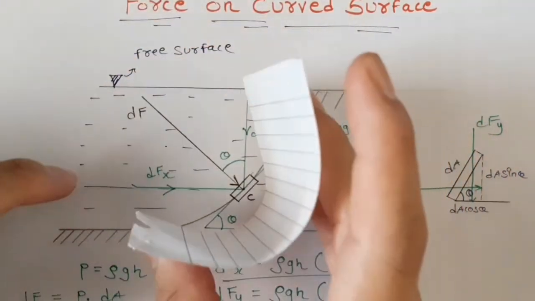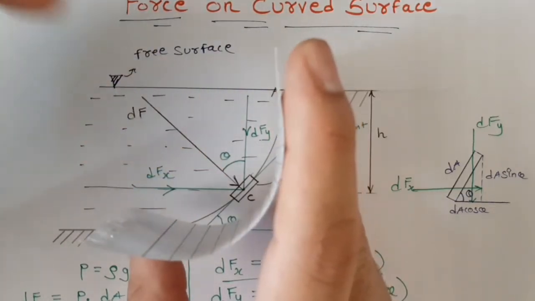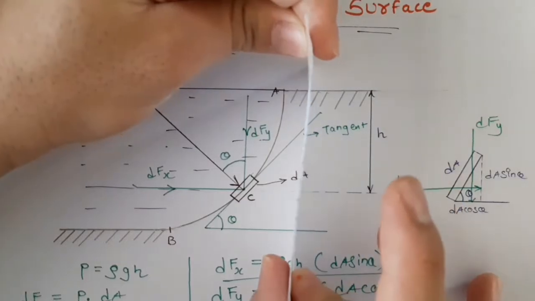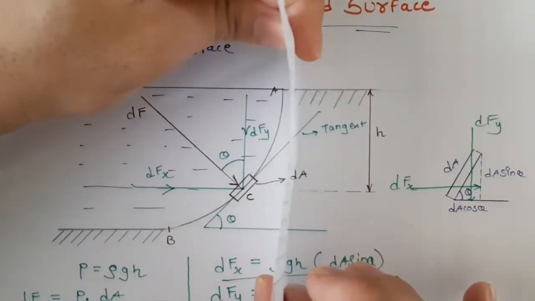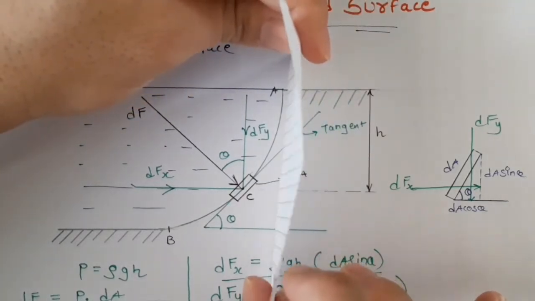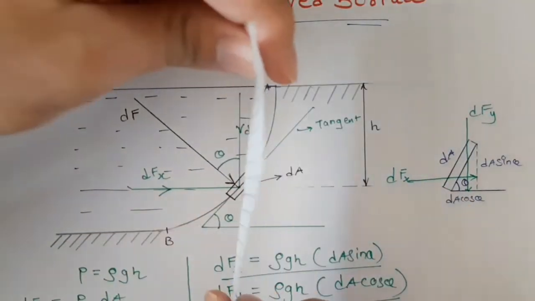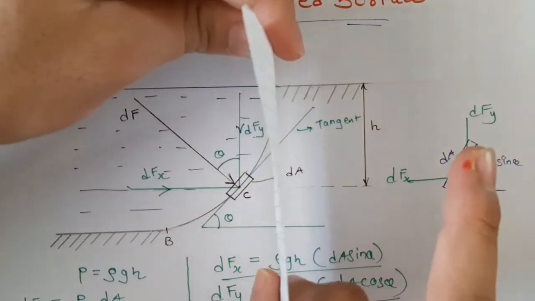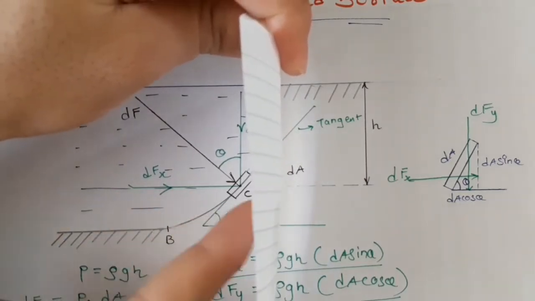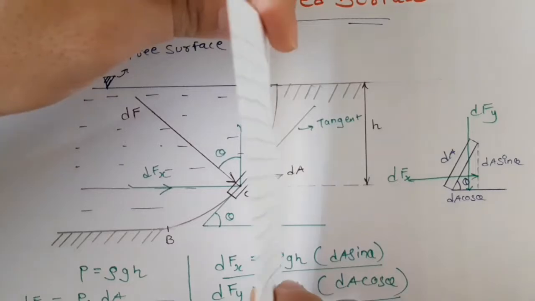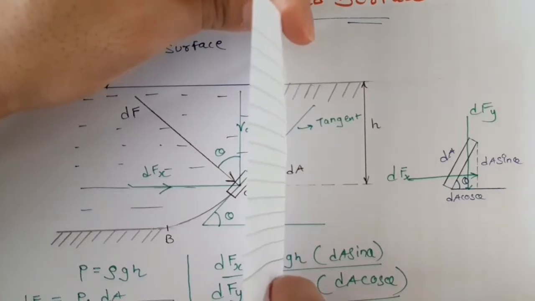And what is dFx? dFx is the force due to pressure acting on this area which is projected on the vertical plane. Means the area of this curved surface is projected on the vertical plane, and we have to find this projected area to find the force dFx. Now why did we project this area on the vertical plane? Because we know that pressure force always acts in the perpendicular direction to the area. So due to that reason, we projected this curved area on the vertical plane. I hope you understood.